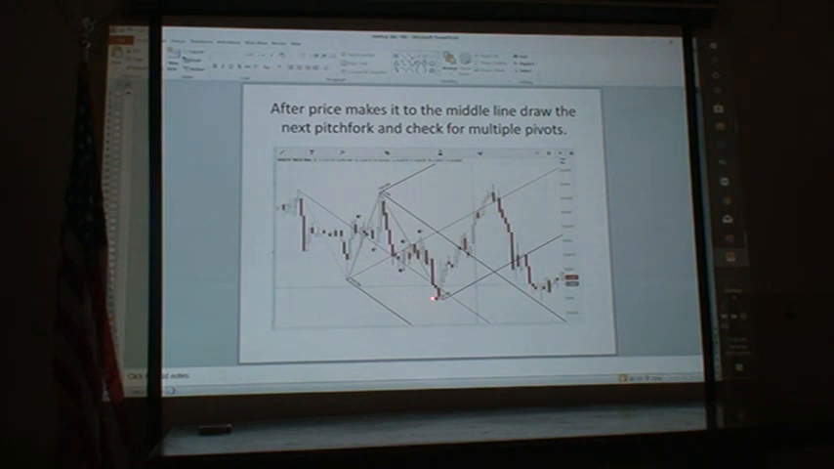So we have about 5 pivots along this line here. That's a nice number. And price did reverse, and if we draw a new median line, we see we have a low pivot, high pivot, and price went up and made it to that next median line. Good old Professor Andrews suggested that prices make it to the median line 80% of the time.